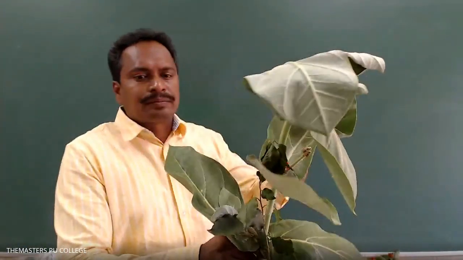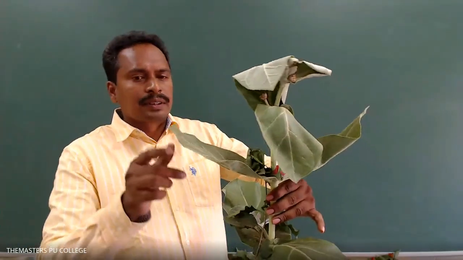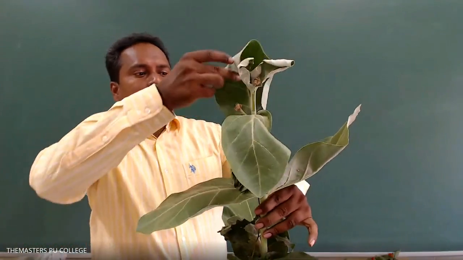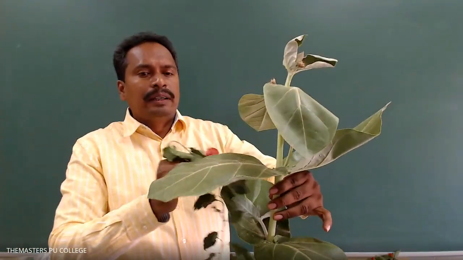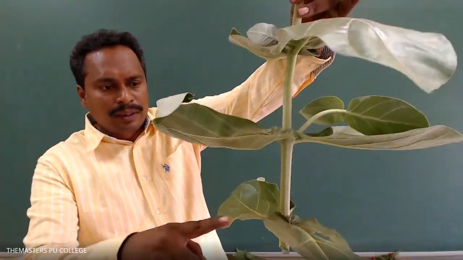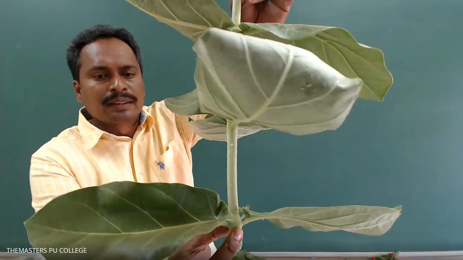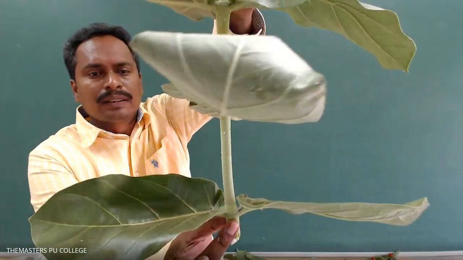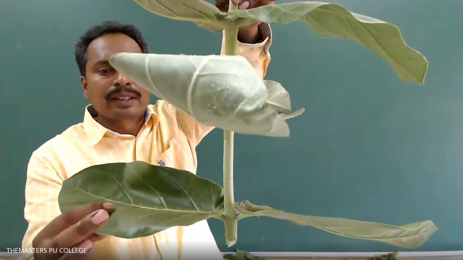Calotropis. Good afternoon. So, Calotropis plant. How are the leaves arranged? How many leaves are arranged from the node? Two leaves. Right. So this is the node region of the stem and branches. So two leaves are arranged.